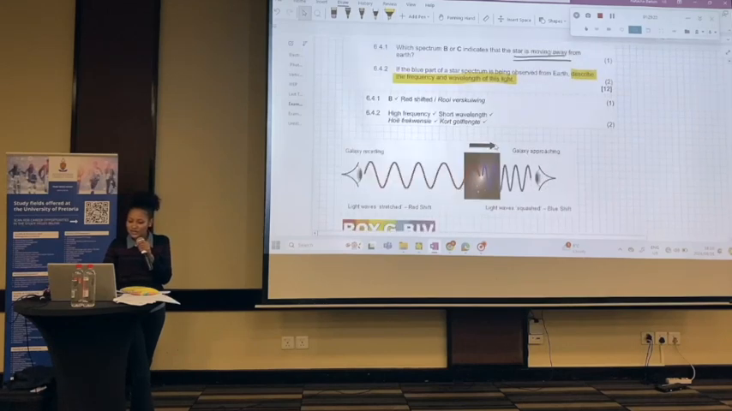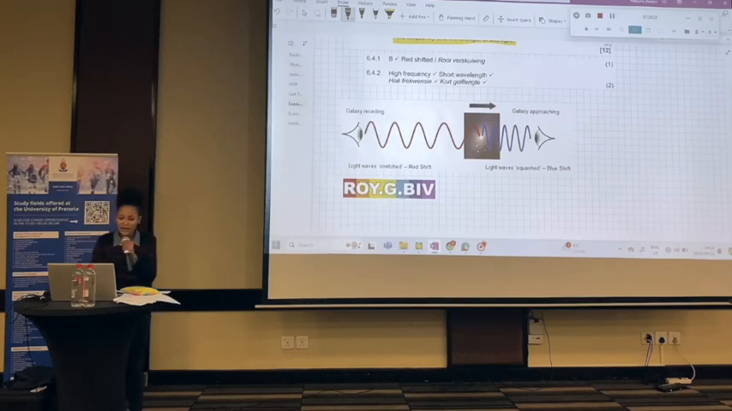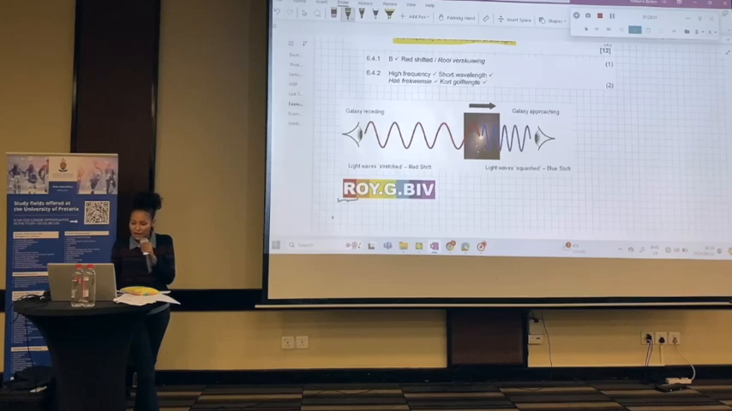This is actually a grade 10 question. You guys should know Roy G. Biv: red, orange, yellow, green, blue, indigo, and violet. And you should know red light has a long wavelength and low frequency, while blue light, I know we call it blue shift, but it's not because the light turns blue, it's because it's shifted towards that end. So if it was green, it now appears blue.